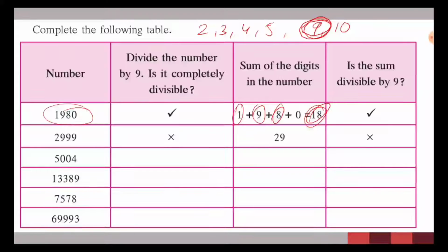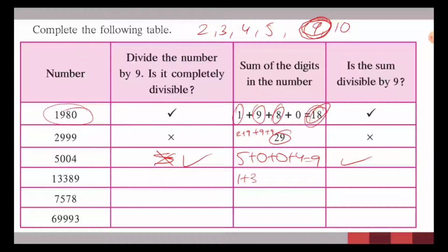Now next is what, 2 plus 9 plus 9 plus 9. Okay, 2 plus 9 3 is 27, 27 plus 2 is 29. Okay, so 29 isn't coming in 9's table, therefore it is not divisible by 9. Okay, now 5 plus 0 plus 0 plus 4. 5 plus 4 is 9. 9, 9 के टेबल में जाता है, so it will be divisible by 9.